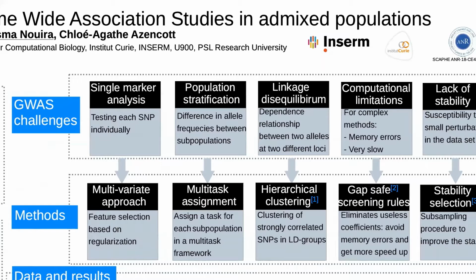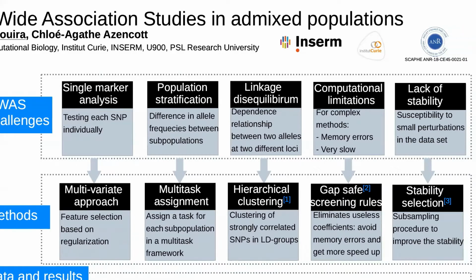These multivariate approaches are computationally expensive, especially when they are applied to GWAS data that can include millions of SNPs. We incorporate gap-safe screening rules that consist of eliminating useless coefficients in the optimization, so then we avoid memory errors and we get significant speed up.